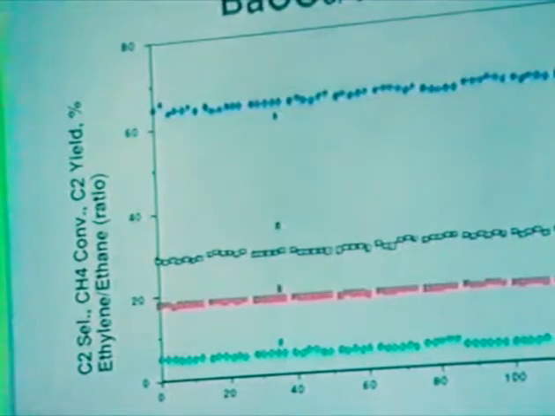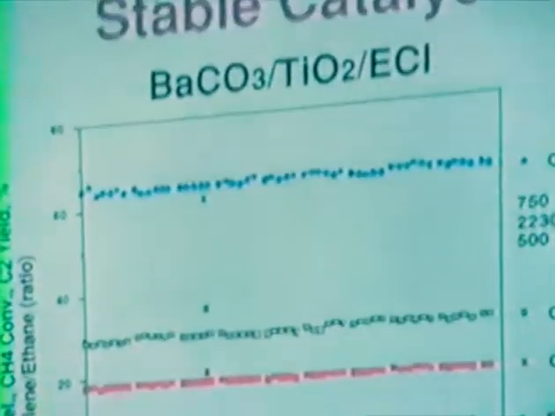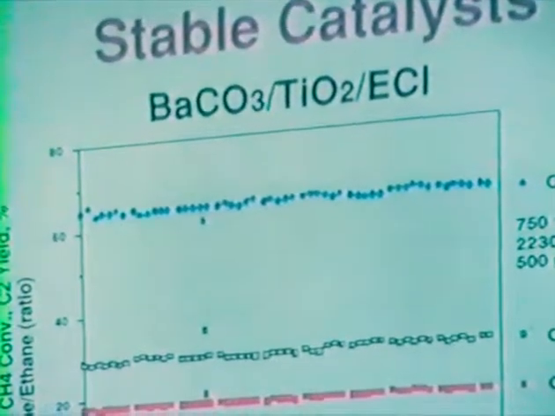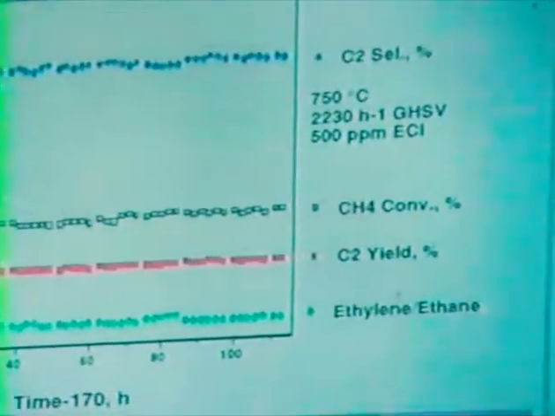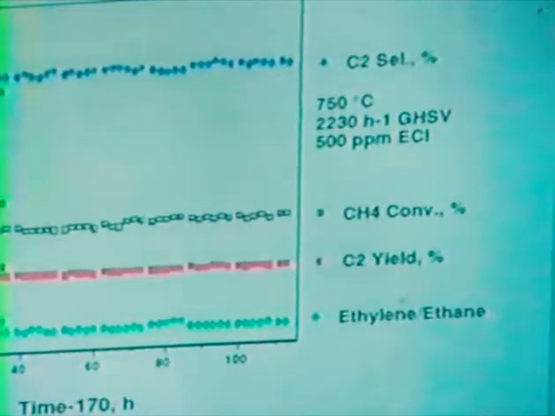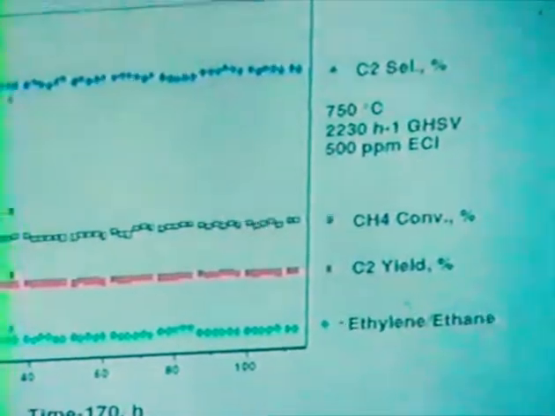Here's another example, and you can see that the rates are essentially identical. This is starting with the carbonate. You have higher than 60% selectivity, close to 18 to 20% C2 yield, about a 5 ethylene to ethane ratio in this case, and 30% methane conversion. We can run as high as 400 hours, which is as long as we wanted to run.